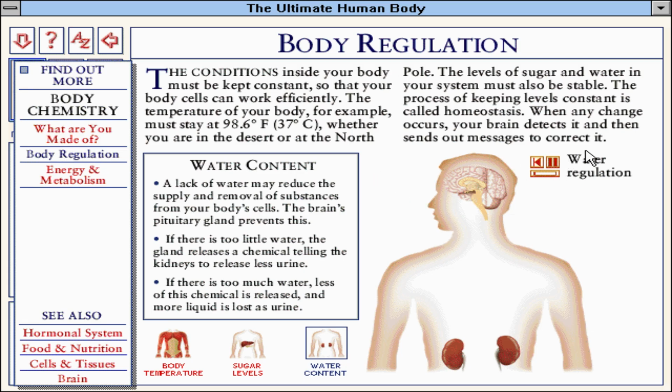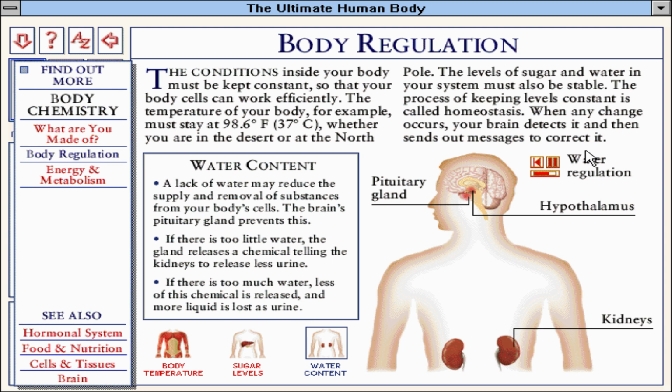Changes in the body's water levels are detected by the hypothalamus in the brain. If water levels fall, the hypothalamus sends messages which make us feel thirsty. The pituitary gland also releases a chemical which causes the kidneys to release less water in the form of urine. If the water level rises, the kidneys make more urine.